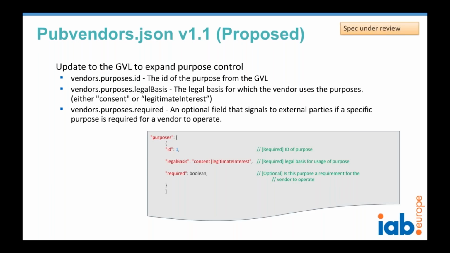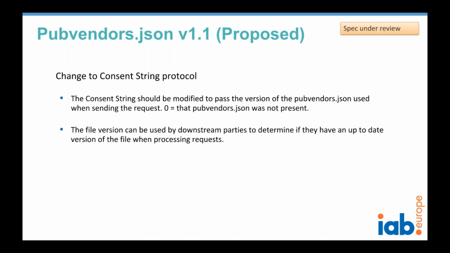And as I mentioned, we're still figuring this out, because one of the proposals that we're looking at is, can we actually potentially transport that information somehow in the consent string? But we also have other information that we need to change. So the consent string itself, the protocol, needs to be updated to support this.